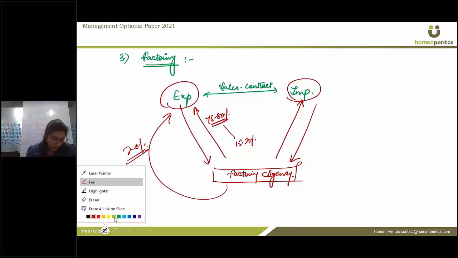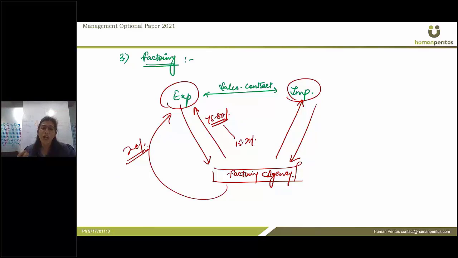Now you would be wondering what is the charge of that factoring agency for doing that, because finally the whole amount of the invoice has been given to the exporter at the end. So here he always charges some kind of fees, which actually varies from 1.5 to 2% of the sales. All right, so this is factoring.